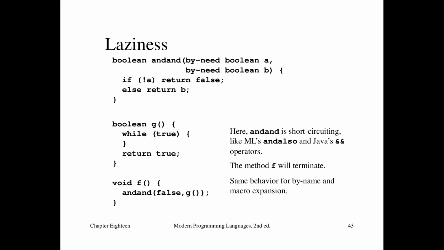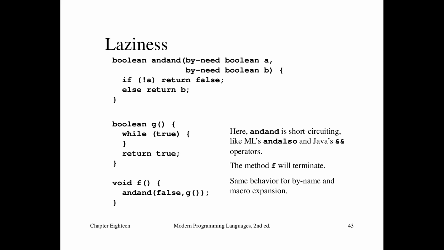Finally, the actual calling method F calls and passes in false, and then a call to G. So we have an anonymous function that calls G, and we have an anonymous function that returns just false straight up. When we get back up to and, it's going to look at that. The first thing it needs to do is evaluate not A. So we're going to check that.